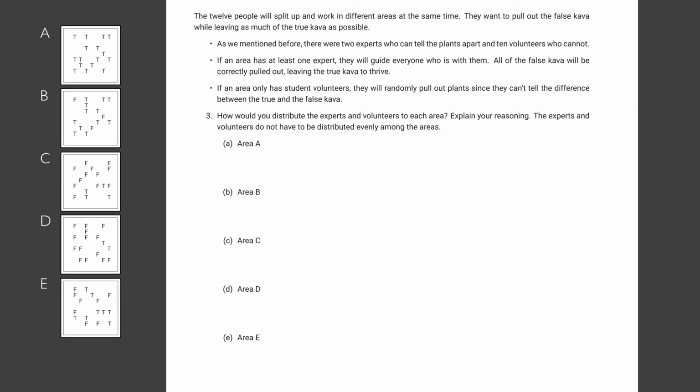In part 3 of this activity, we have to designate the 2 nature experts and the 10 student volunteers to each of the areas. The experts can tell the kava and the false kava apart, so as long as there is at least one expert in an area, no true kava will be accidentally harmed. The volunteers, on the other hand, can't tell the difference and will randomly guess whether or not to pull the plant if there are no experts with them.